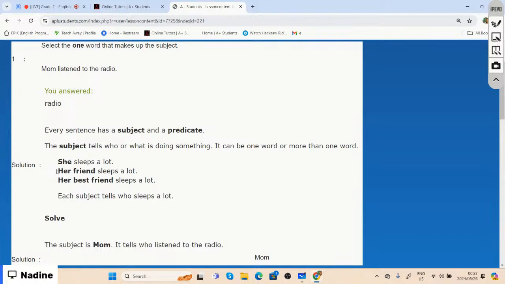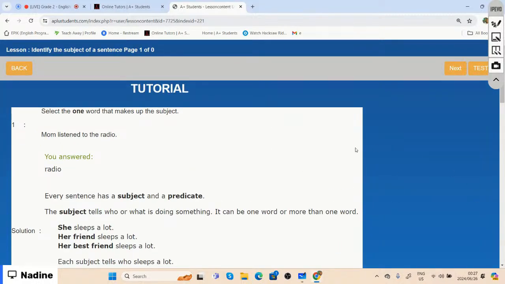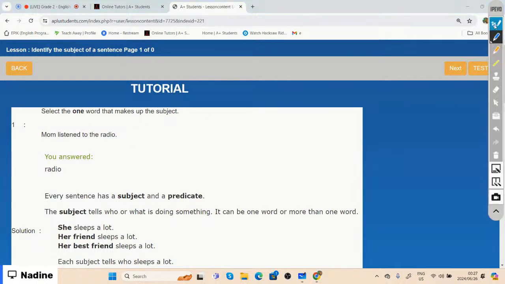All right. So let's look at our activity before we go to our test, right? It says select one word that makes up the subject. It says, Mom listened to the radio. What is our subject within this sentence? Only one word.